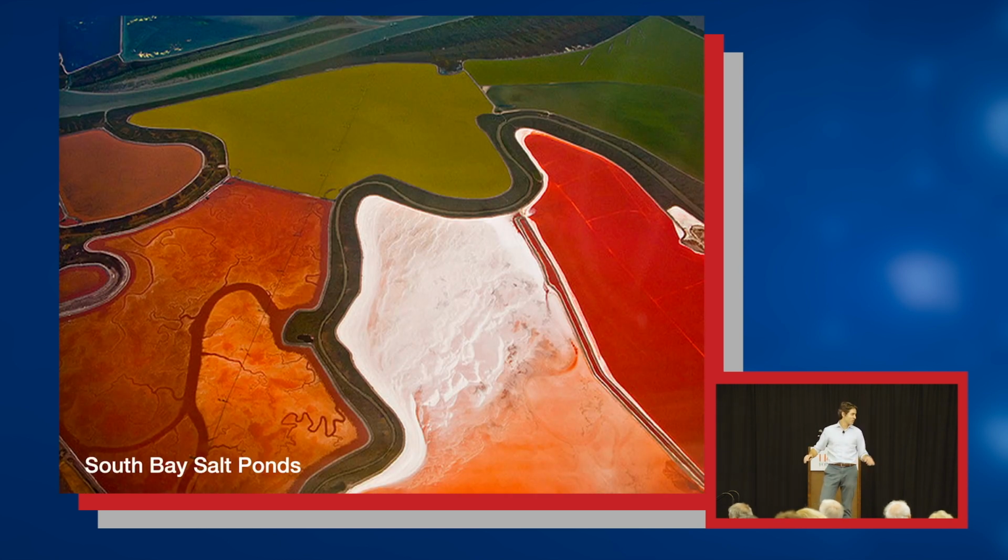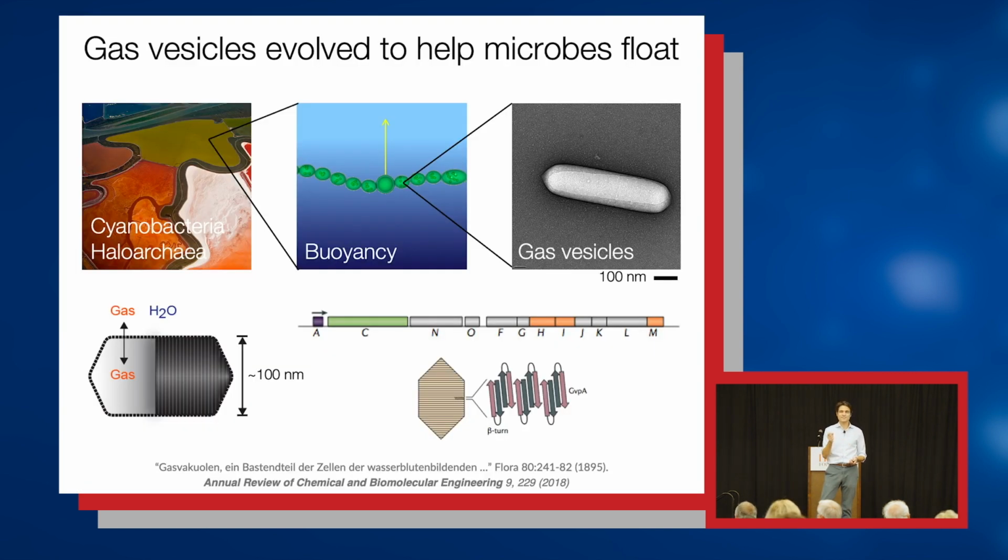And it came from organisms similar to the ones pictured here from the South Bay salt ponds near San Francisco, where the color in these bodies of water comes from photosynthetic microbes that had to solve an evolutionary problem of learning how to float. Because they use sunlight for photosynthesis, and they can only efficiently get that sunlight if they're near the top of the water. And so the way they evolved to do that is by forming these really beautiful intracellular self-assembled protein nanostructures called gas vesicles. Okay, intracellular, made inside the cell, self-assembling from protein components, nanostructures.